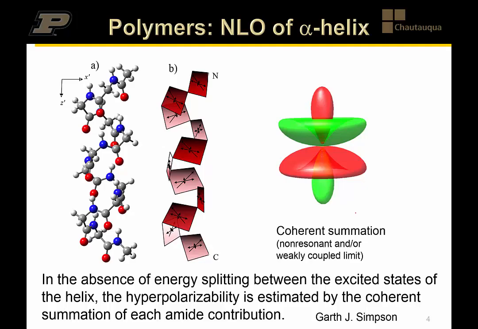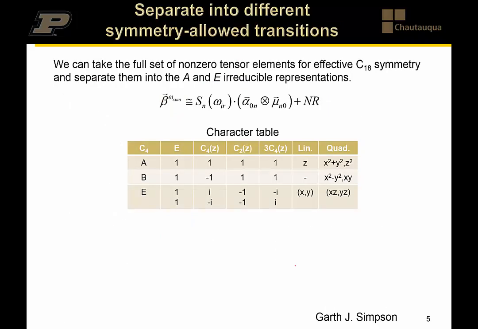And we know we have two different symmetry-allowed transitions because for C infinity symmetry, if we go to the character table, it's the same as C4. C18, C4, C infinity, they're all basically the same. And we have classes that are either A or E allowed based on symmetry.